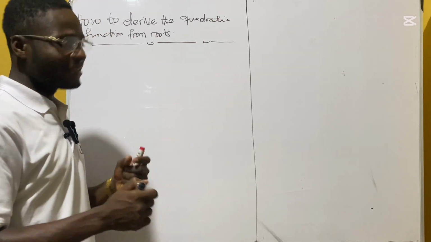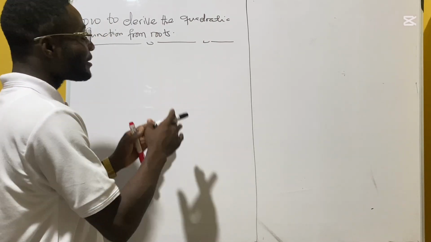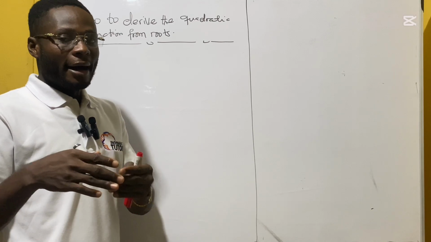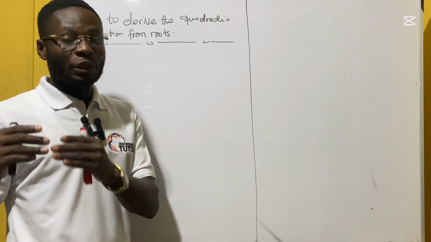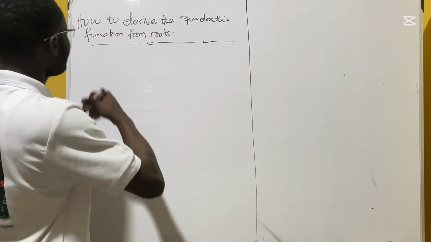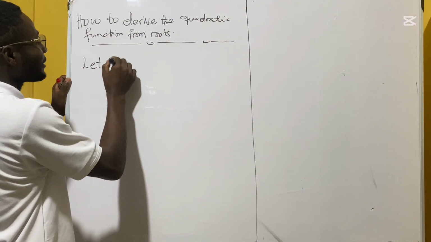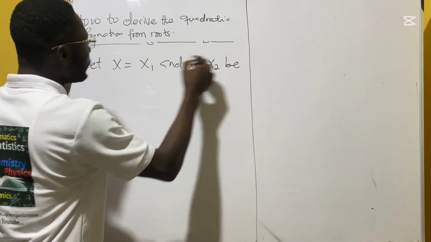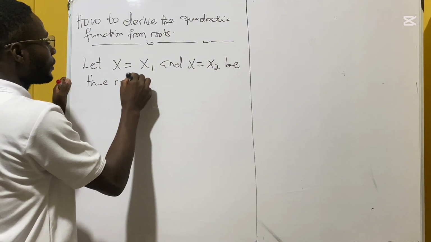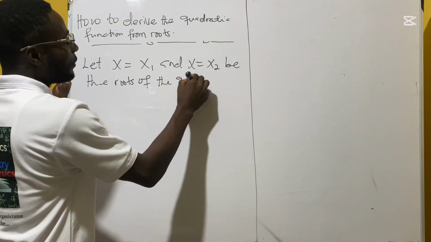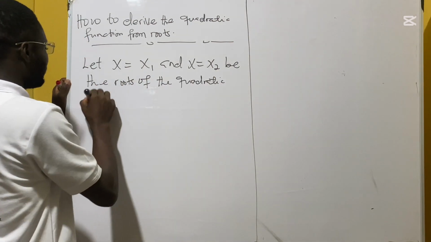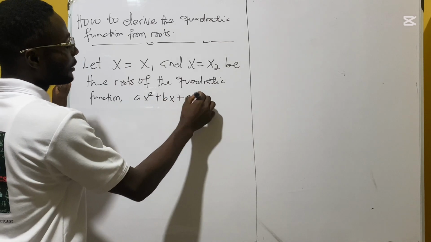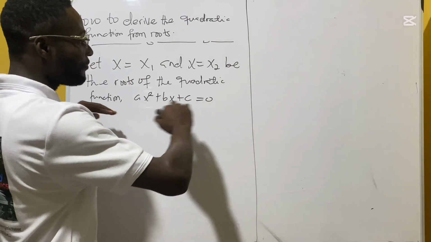Let's say that, for instance, x equals x1 and x equals x2 be the roots of the quadratic function. So we are assuming that x equals x1 and x equals x2 are the roots of the quadratic function ax squared plus bx plus c equals 0. Okay, so we have this preamble.